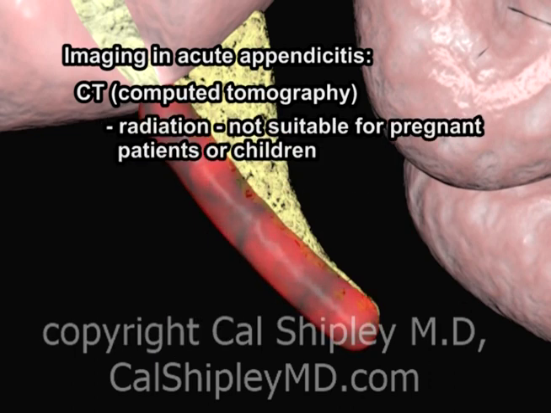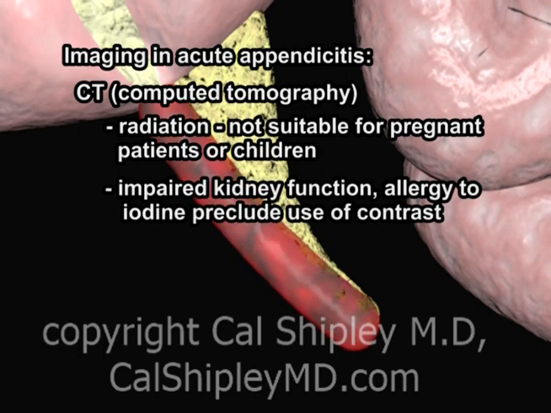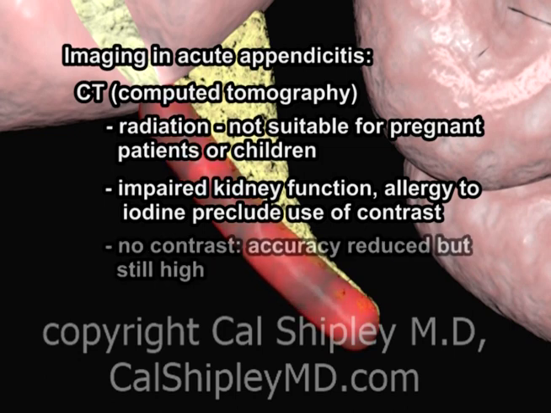In terms of disadvantages, CT scan delivers a significant dose of radiation to the patient, and this makes it unsuitable for pregnant women or children. Allergy to iodinated substances or impaired renal function may preclude the use of contrast material during CT. Without contrast material, the accuracy of CT is reduced, but still high.